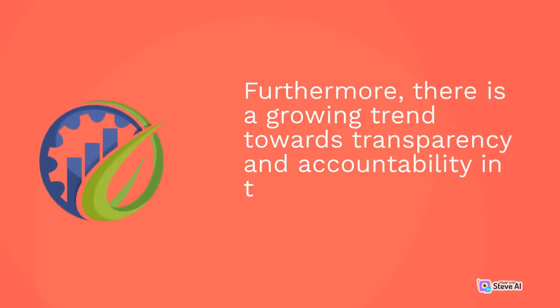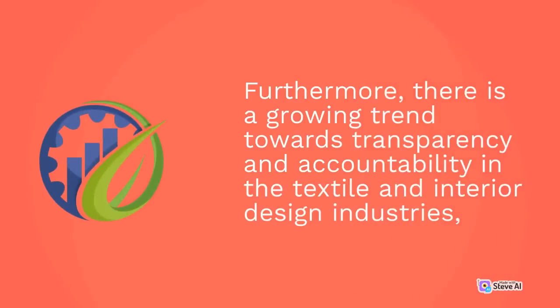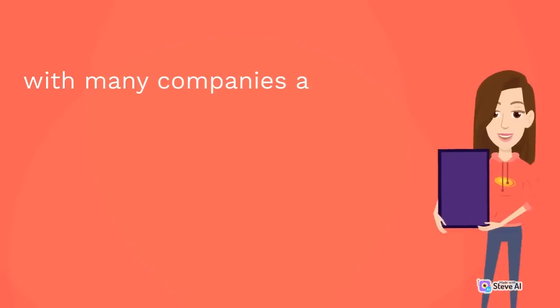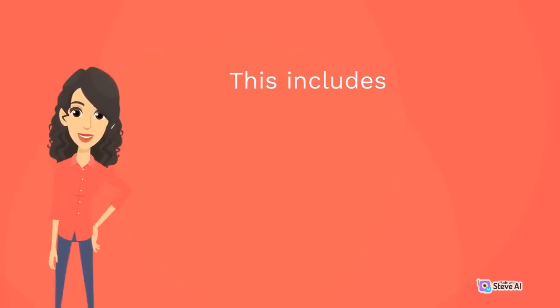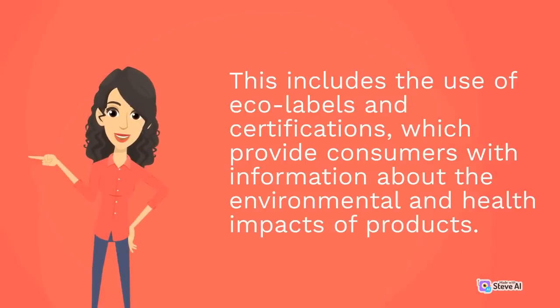Furthermore, there is a growing trend towards transparency and accountability in the textile and interior design industries, with many companies and organizations working to provide more information about the materials and methods used in the production of their products. This includes the use of eco-labels and certifications, which provide consumers with information about the environmental and health impacts of products.